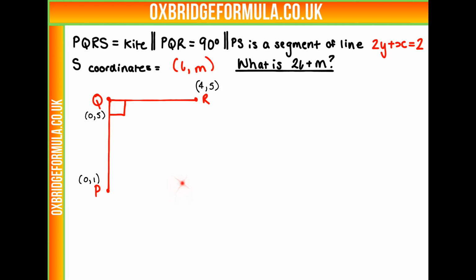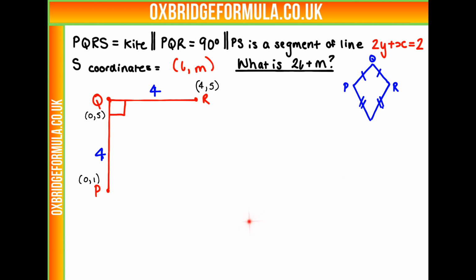To work out which sides are going to be the same, we already have two sides here. We can work out if these are the same length or not, and we can see that both of these have length 4. So we know our kite is going to look something like this. We know that PQ is the same as QR, so PS and RS are going to be the same length.